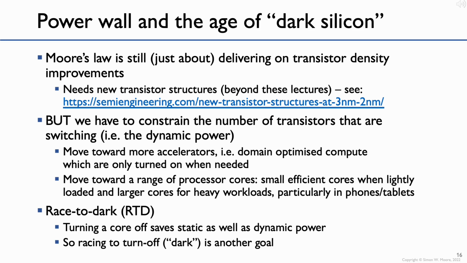And finally, of course, there's the simple idea of race to dark. So we turn processors on, we do all the work that we need to do in some period of time, and then we aim to basically turn the device off. Or if it's something like an accelerator, we only turn the accelerator on when we need it, and we power it off when we don't need it.